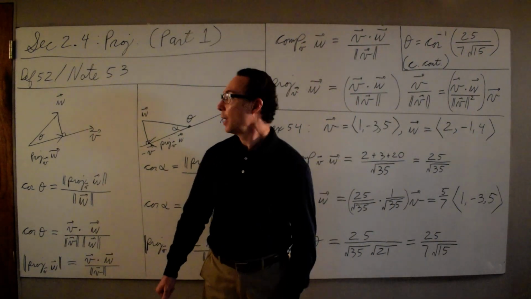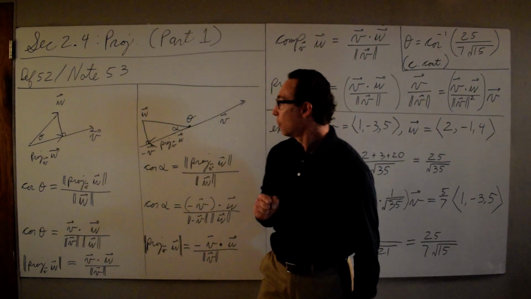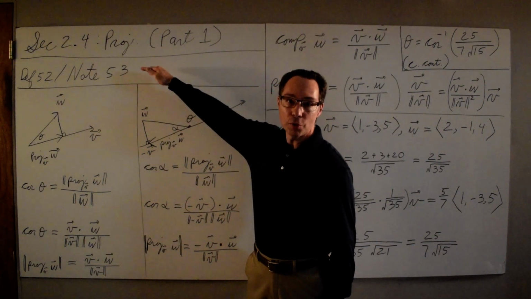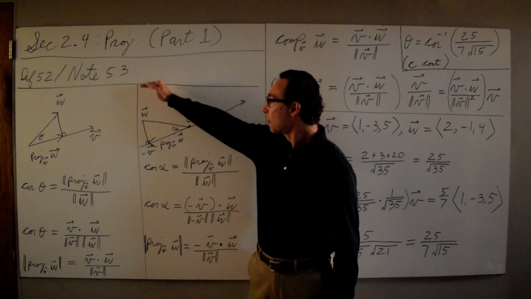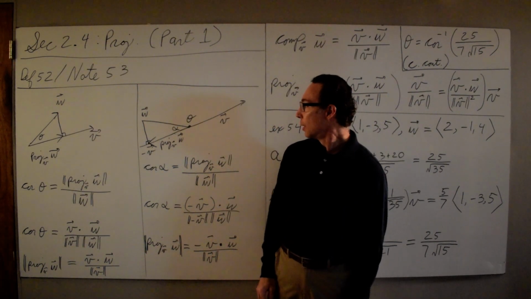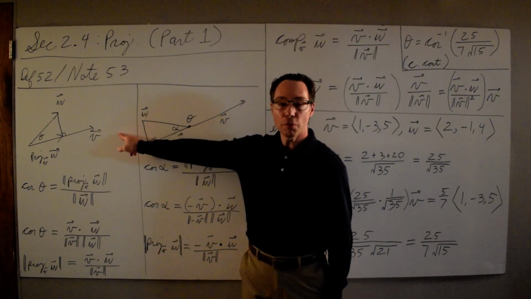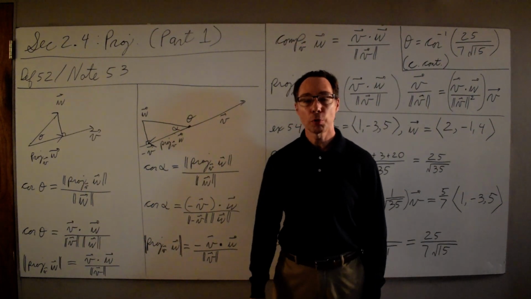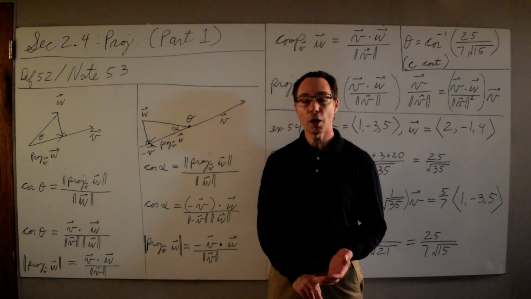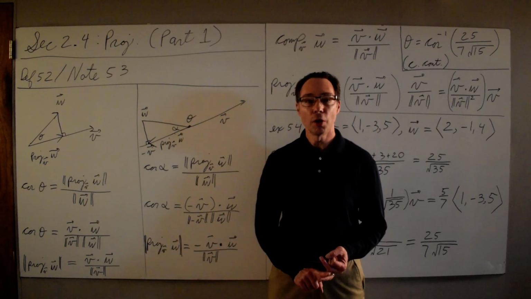This is the first video on section 2.4 on projections. What I'm going to do here is talk about definition 52 and note 53 on the projection of one vector onto another. Here we're going to start with two vectors, v and w. We're going to project w onto v. We're going to talk about the scalar projection of w onto v and the vector projection of w onto v.